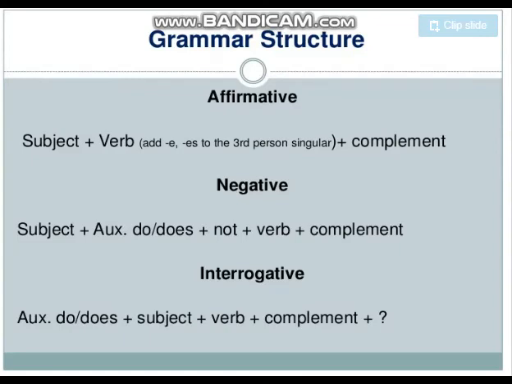In negative, the structure is subject plus auxiliary. Auxiliary means helping verb, which is do or does, plus not plus verb plus complement. In interrogative, we have the auxiliary do or does coming at the start of the sentence, then plus subject plus verb plus complement, and at the end we have a question mark. So this is the structure of interrogative sentences.